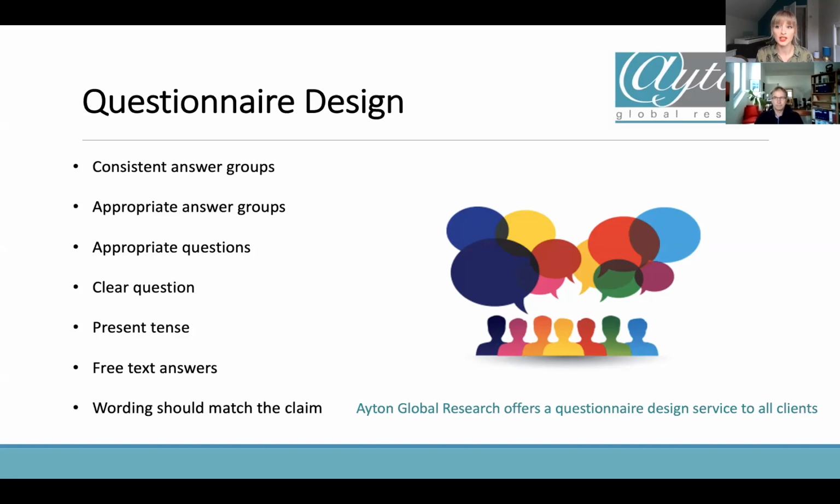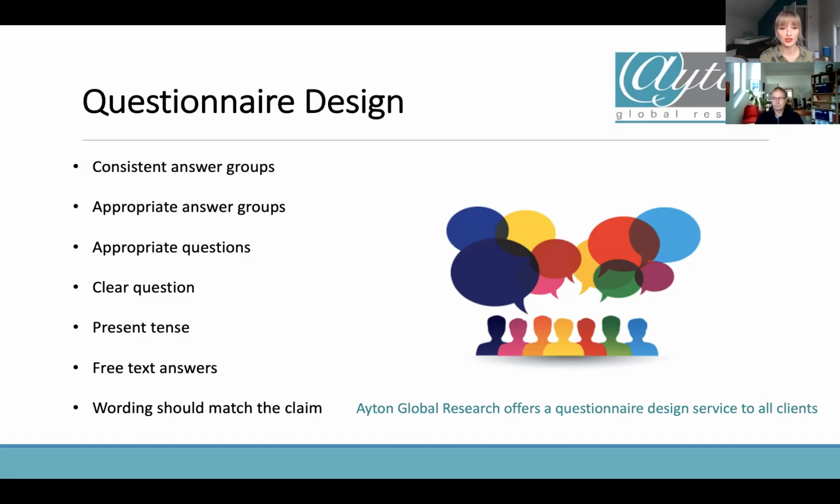So if you've already done a consumer study and you had, say, a 1 to 9 scale with strongly disagree to strongly agree, and then you thought, actually, I want to change it to a 1 to 4 scale with strongly disagree to strongly agree and not have a neutral response in the middle, it's going to be really hard to compare those two studies.